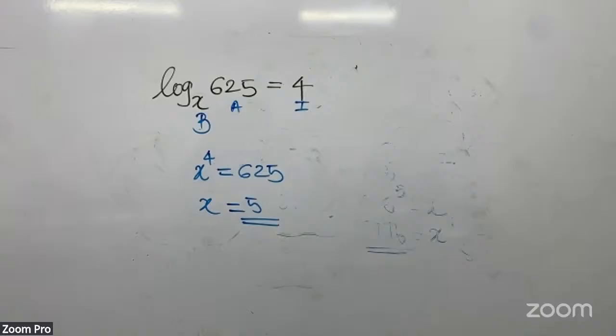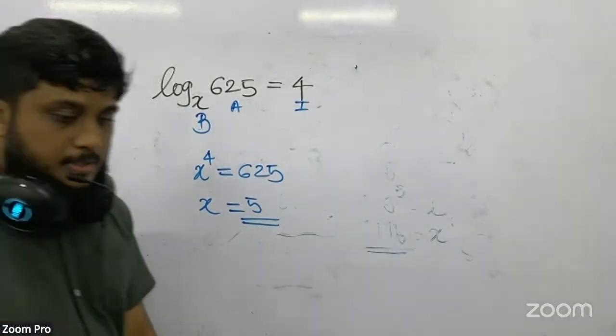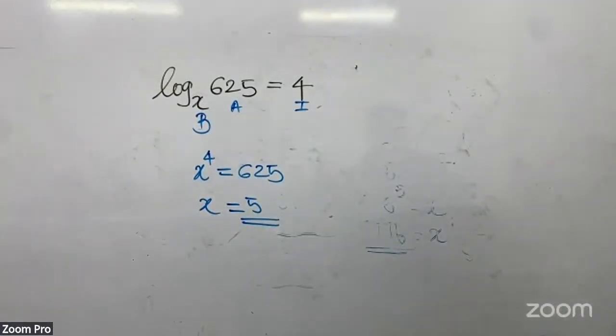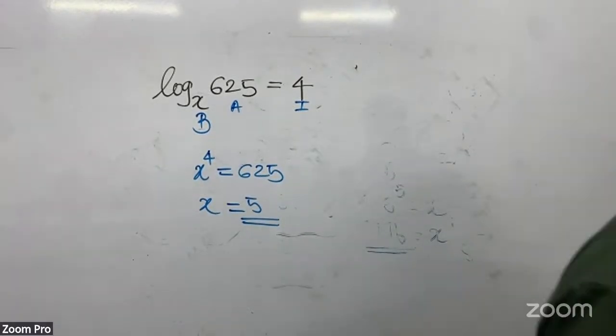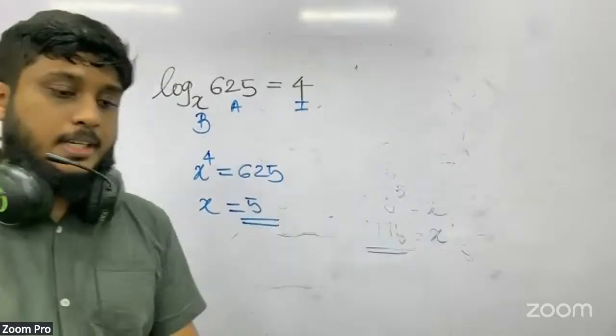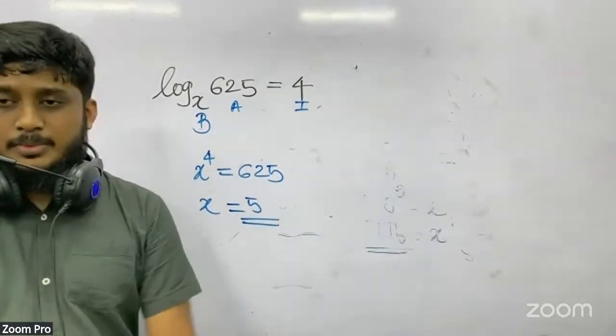Now next one. Log x 625 is equal to 4, that is fine. Next one, LG 1000 is equal to x. Write the necessary things. So what is the next thing? LG 1000 is equal to x. Now listen. Now these parts are fine. But x to the power 4 is 625, then x is 5.